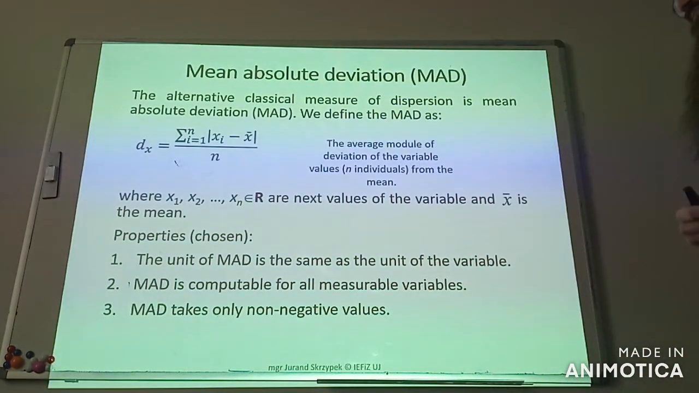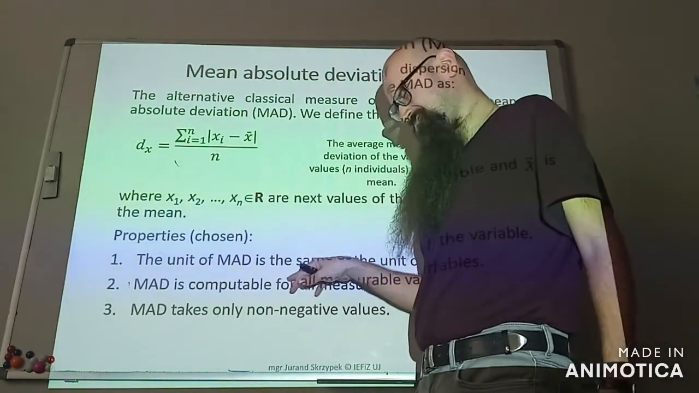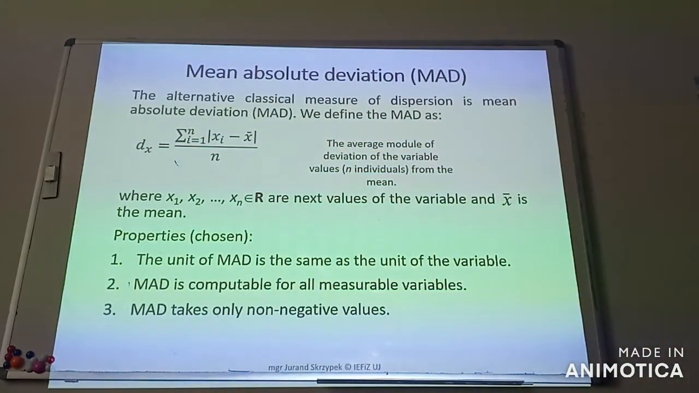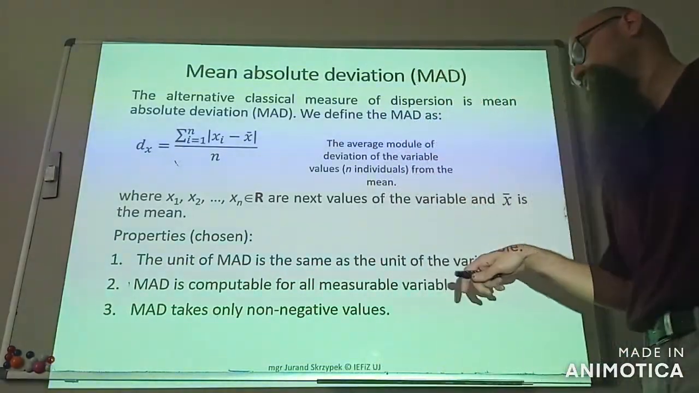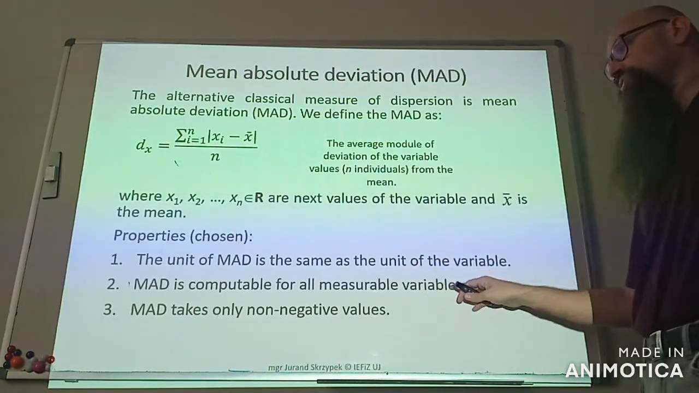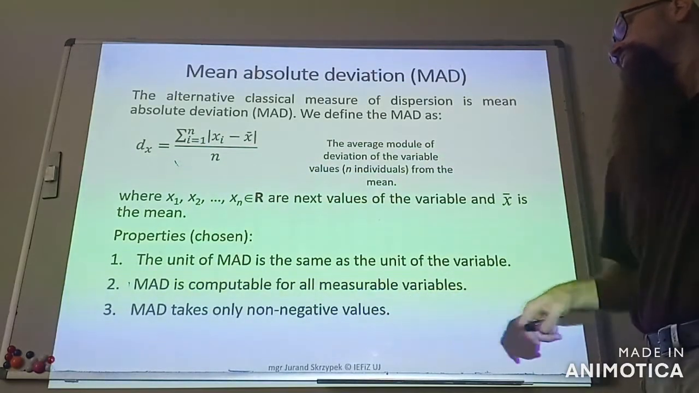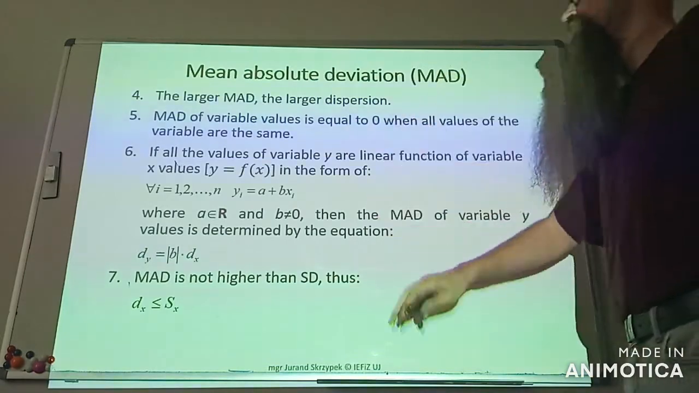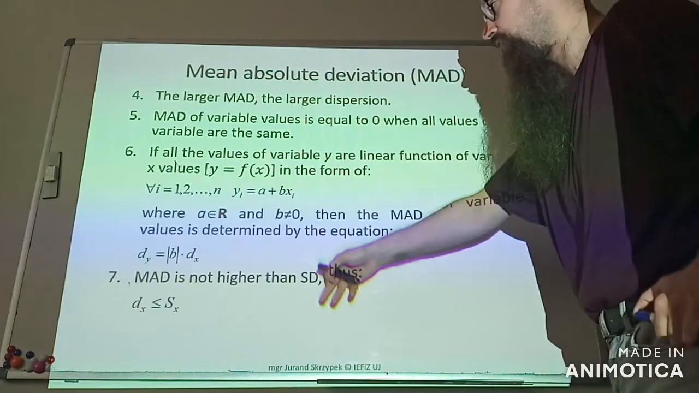Selected properties of our measure. They are actually the same as the features of the standard deviation. The unit of mean absolute deviation is the same as the unit of the variable. Mean absolute deviation is computable for all measurable variables. Mean absolute deviation takes only non-negative values. The larger the mean absolute deviation, the larger the dispersion, and so on.